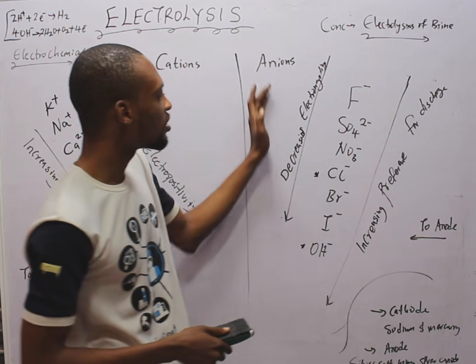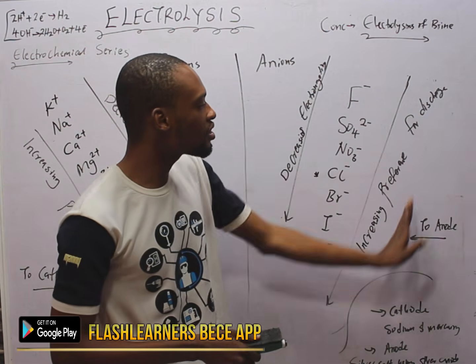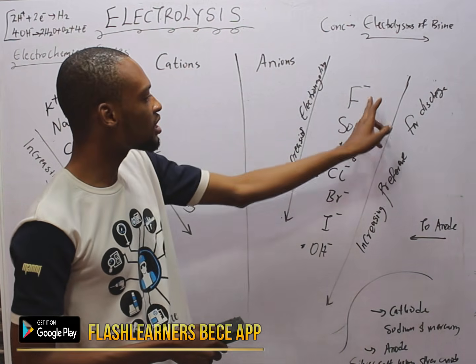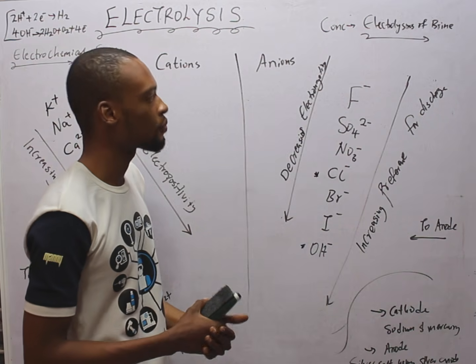Now for anions, this is the decreasing electronegativity, and this is the increasing preference for discharge. So meaning, given this and this, the lower one will be preferentially discharged.